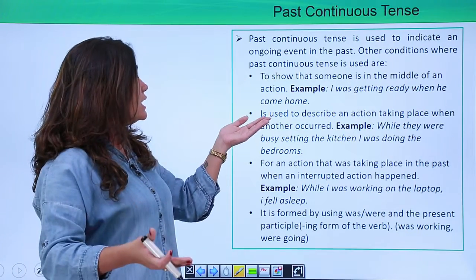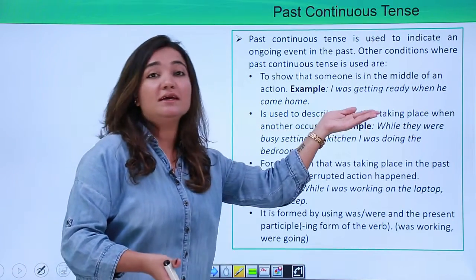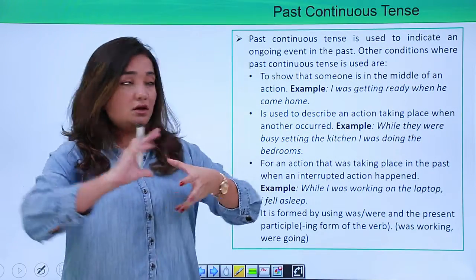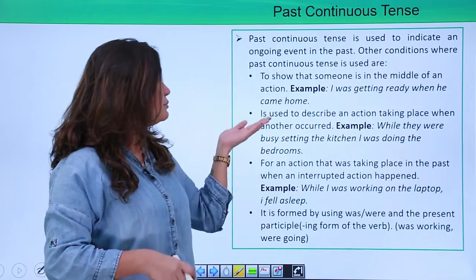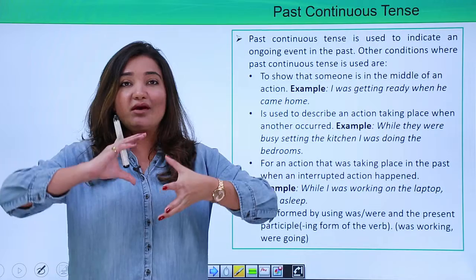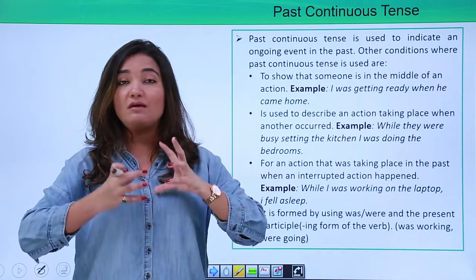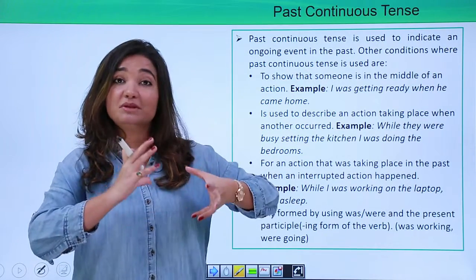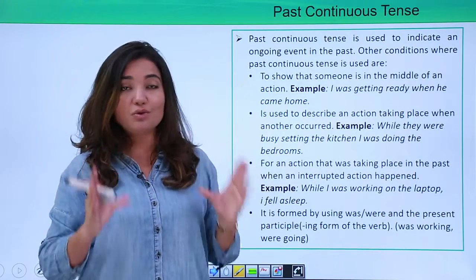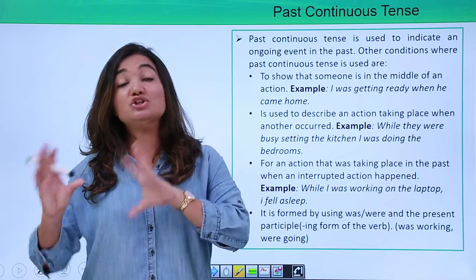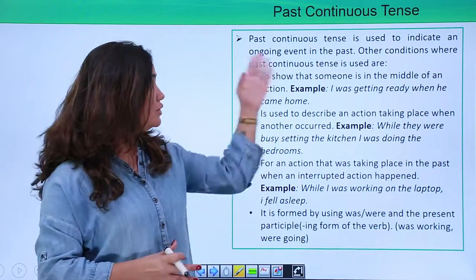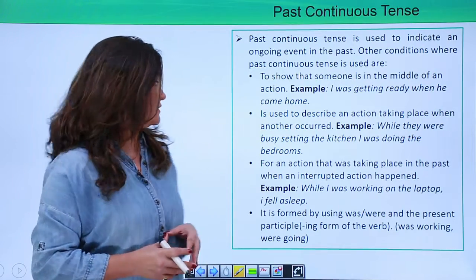It is also used to describe an action taking place when another action occurred. Look at the example: while they were busy setting the kitchen, I was doing the bedroom. So here there are two actions occurring in the past, but they're happening simultaneously, right? There is already one action going on and there is another action which comes into the picture. That also is a condition wherein you can use the continuous form of past tense.